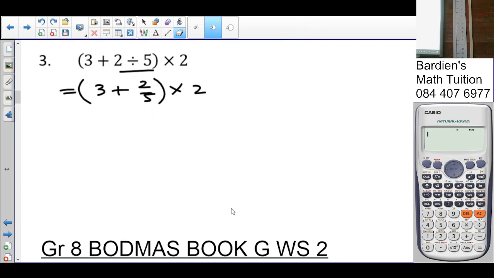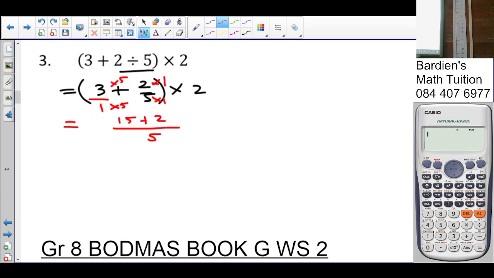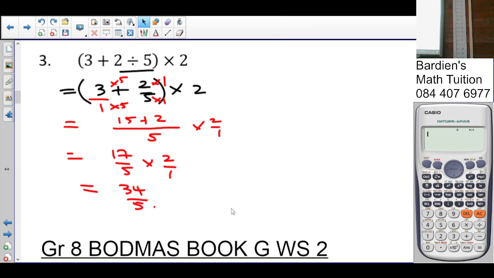No. So what do we need to find inside the bracket? An LCM. What's the LCM? 5. So naturally that's over 1. So that term is multiplied by 5, this term is multiplied by 1. So 5 times 3 is 15, plus 2, multiplied by 2 over 1. You all agree with that? So what is 15 plus 2? 17 over 5 times 2 over 1. What's 17 times 2? 34 over 5. Any confusion there? Alright.